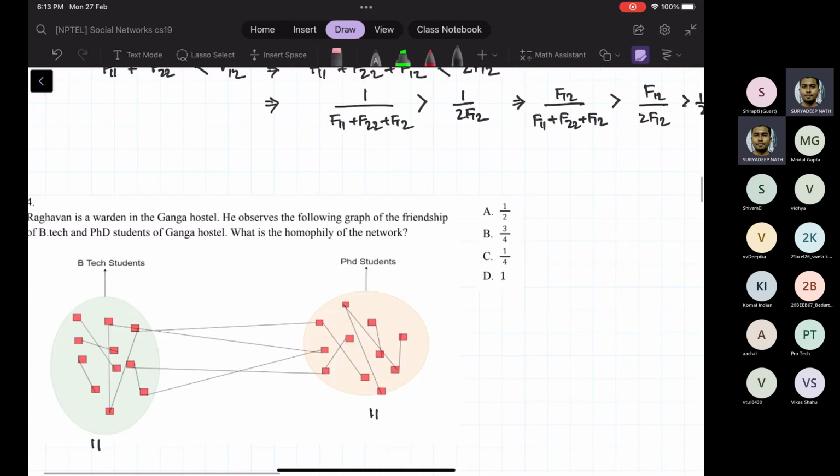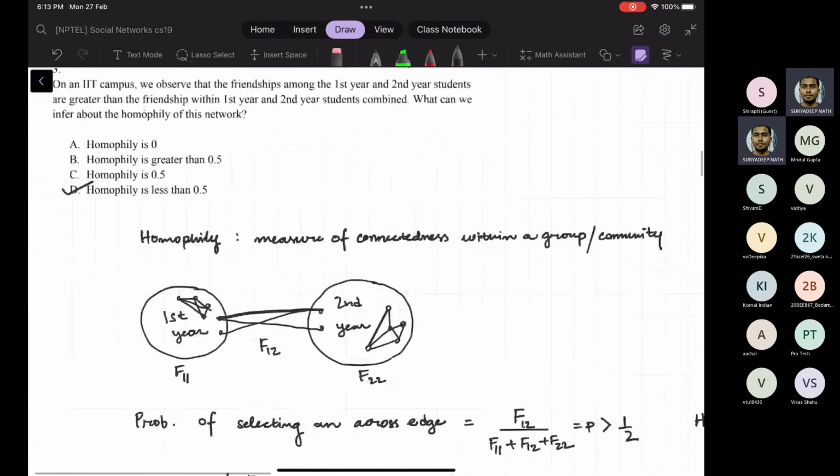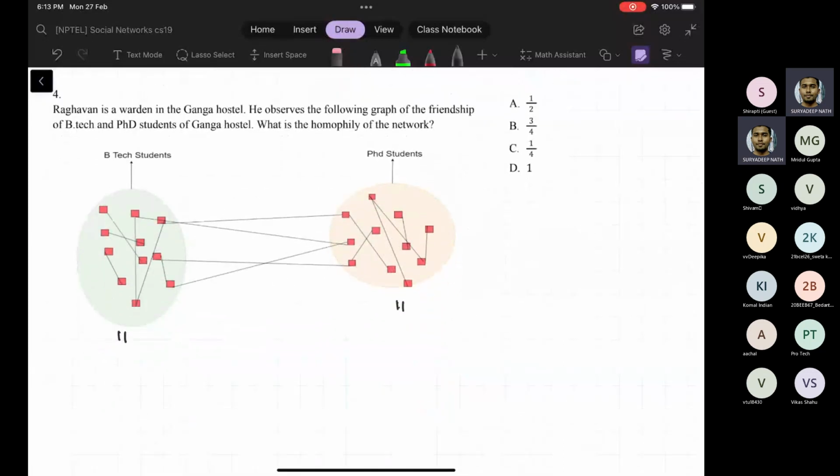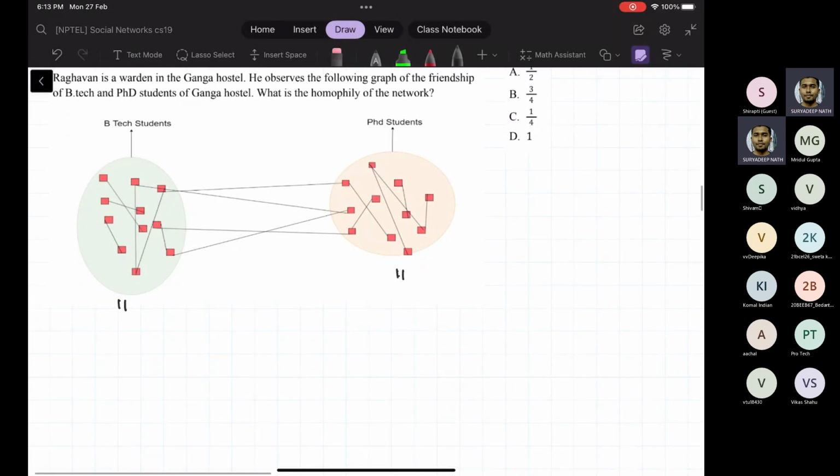Now, compared to the previous problem, there we did not know how many students were in the first year and the second year. But here it's given that there are 11 students on the BTech side and 11 on the PhD side. Now, homophily is basically 1 minus the number of edges across by the expected number of edges across.